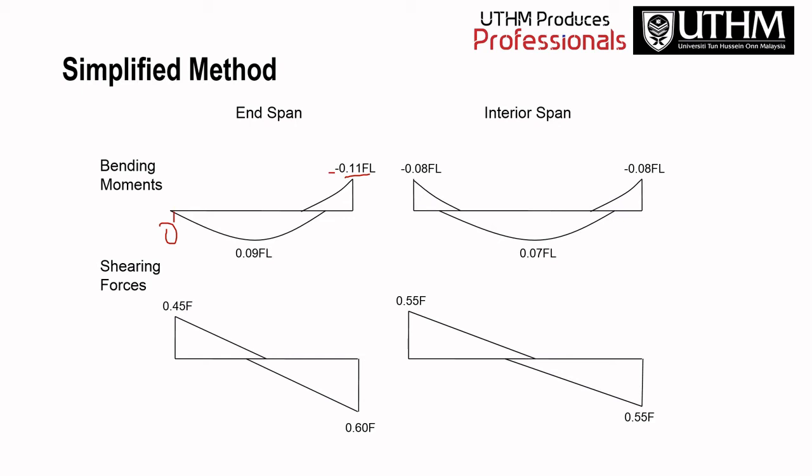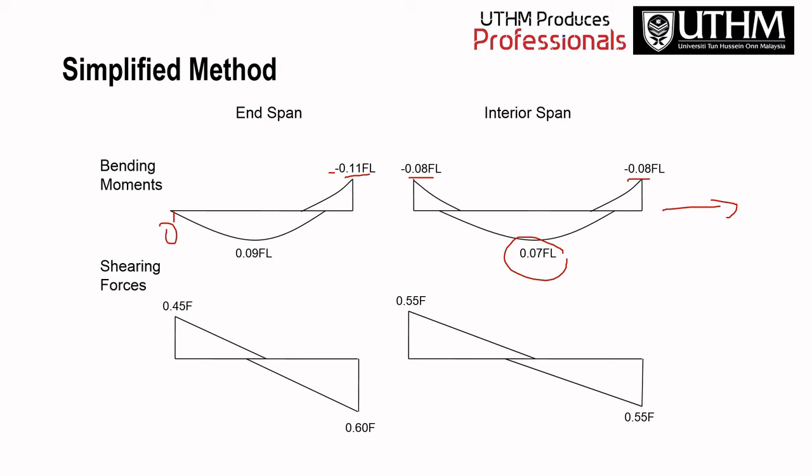And then at the interior support, you can see it is 0.08 FL, negative also. And at the middle of the interior span it is 0.07 FL. Then at the internal support it is 0.08. So this one is at the left, and if your simplified method support is at the right, then you can reverse this figure and you will get the below.